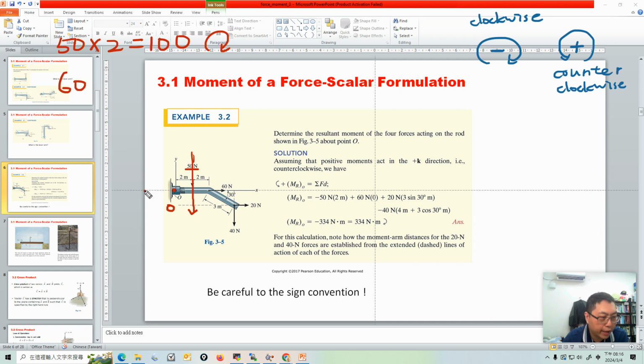And the second one, the force is 60 Newton. Its line of action is here, and point O is here. You will find the perpendicular distance between O and the line of action is 0. Think about this yourself.